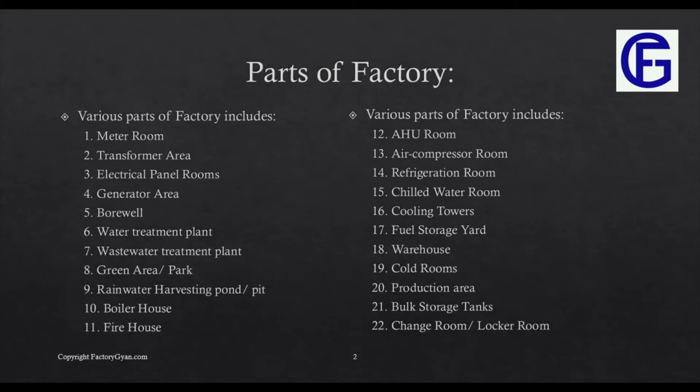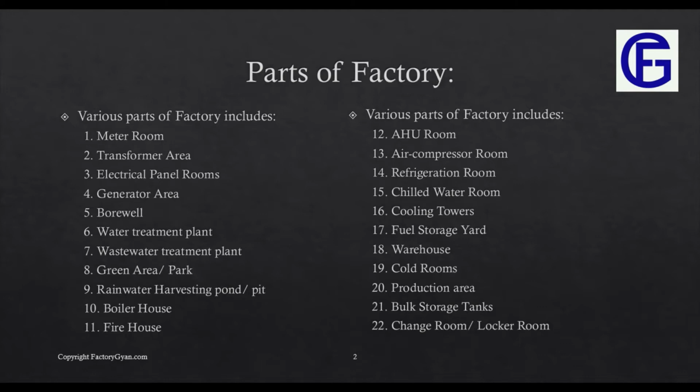Then you need to have a rainwater harvesting pond or a pit. As per the national building code and other requirements nowadays, you need to have a rainwater harvesting pond, so that whatever rainwater is falling inside your factory, you can divert it into these rainwater harvesting ponds and ultimately into the rainwater harvesting pits, which will be sending this water directly under the ground, so that your water table can be maintained. So this is a very good initiative from an environment point of view, and everybody should consider it in the design stage.